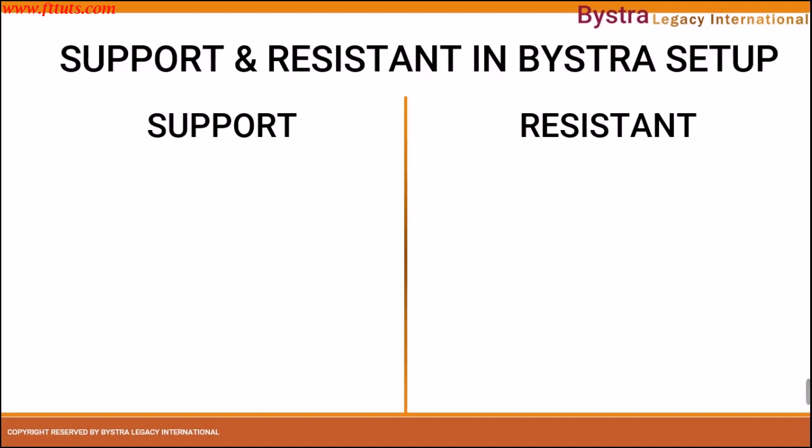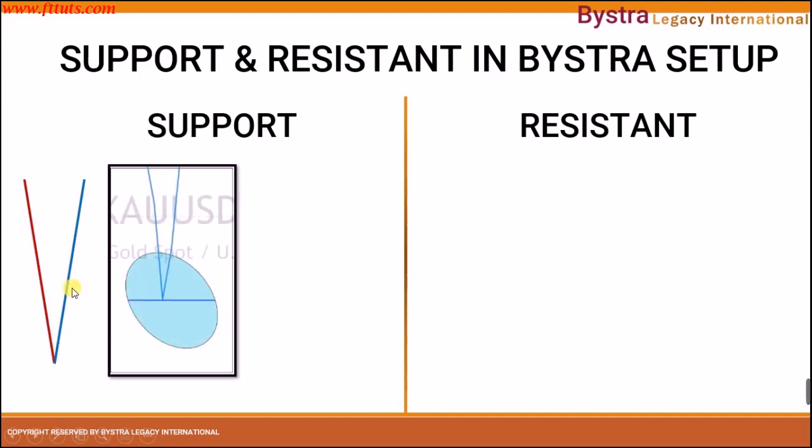How does the support look in the setup? First, we need to find the capital letter V. As you can see, this is a V shape. Next, when we change to the line chart, we can see that this V shape here is very sharp. So we mark the line, or we put a horizontal line at the edge of the support, as you can see here, highlighted in the ellipse shape.